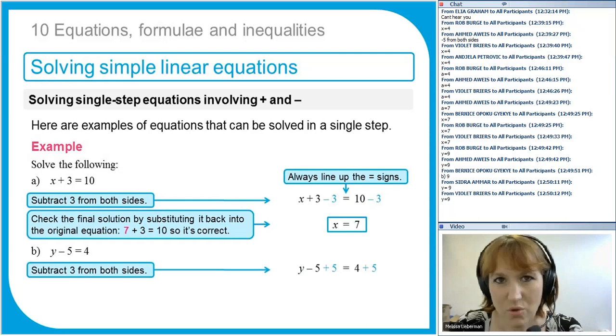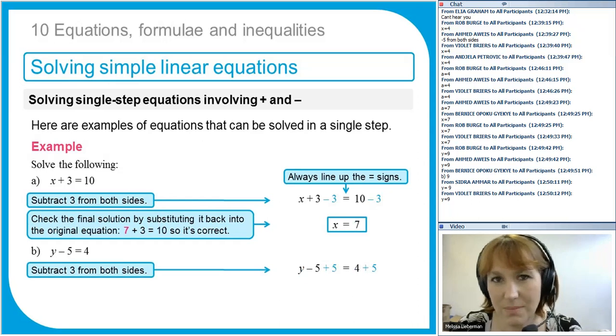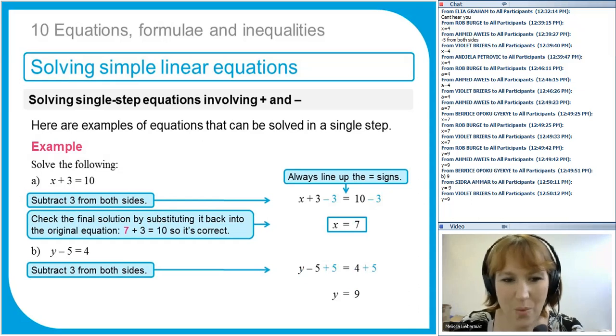So y subtract 5 plus 5 is just y, because minus 5 plus 5 is nothing. And then if we add 5 to the left-hand side, we have to add 5 to the right-hand side. 4 plus 5 is 9. The answer is 9. I know you probably could have done it in your head, but I just want you to get used to doing it in this more algebraic way.